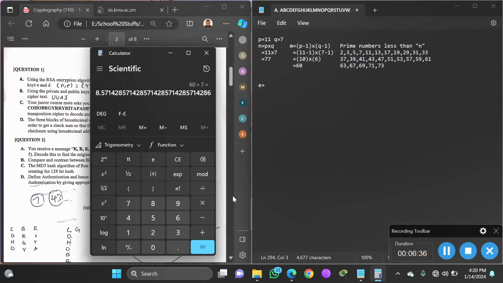We get 8.5, meaning our E is 7, because when we divide it with m, the remainder is not 0. But dividing this 7 into 77, we get 11, meaning once we divide it with n, it will give us a remainder of 0, but dividing it with m, we won't get a remainder of 0. So that's how we come up with E.